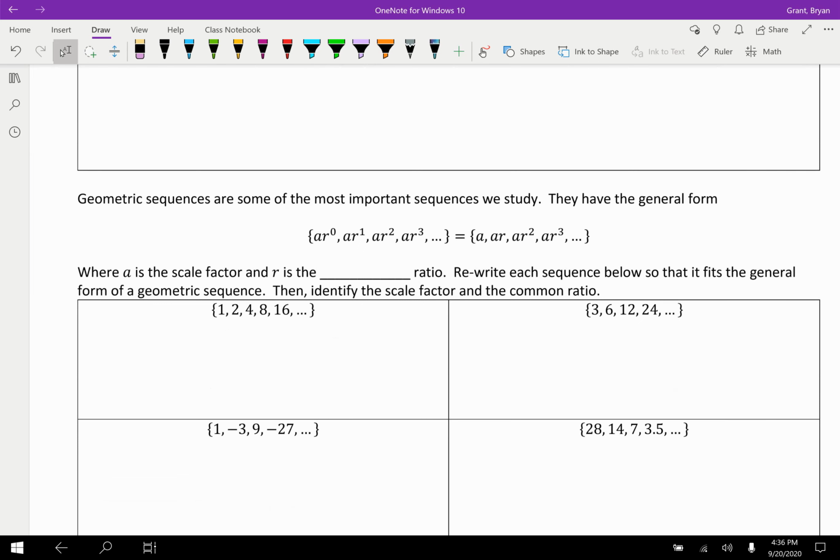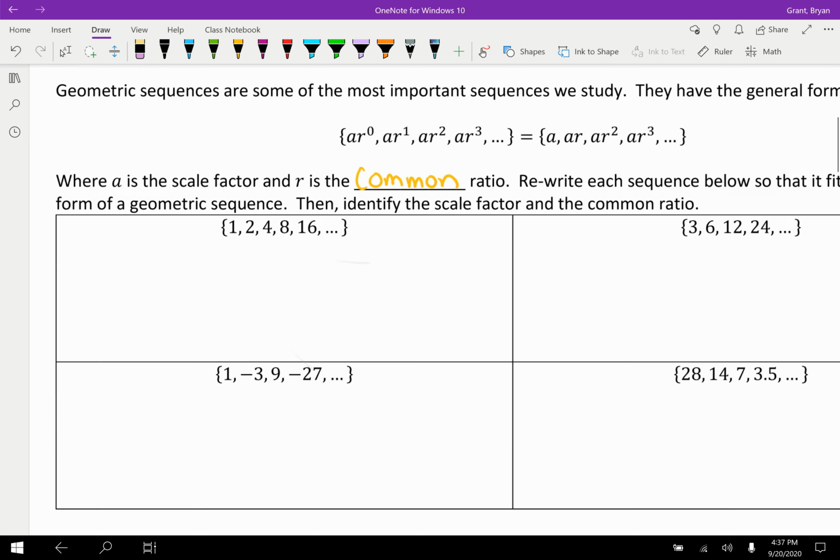Geometric sequences have a lot of important uses. We will see what some of those uses are later, not today. They're generally written in either the form a times r to the 0th, a times r to the first, a times r squared, and so on and so forth. Or they sometimes will leave off the r to the 0th and write it as a times r, and so on. A is oftentimes known as the scale factor, and we've discussed this in the past. R is, of course, the common ratio. We're going to rewrite each sequence below so that they fit this general form of a geometric sequence, and then we're going to identify the scale factor and the common ratio.